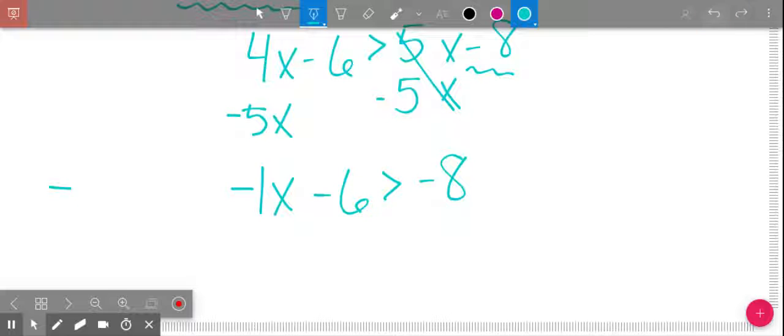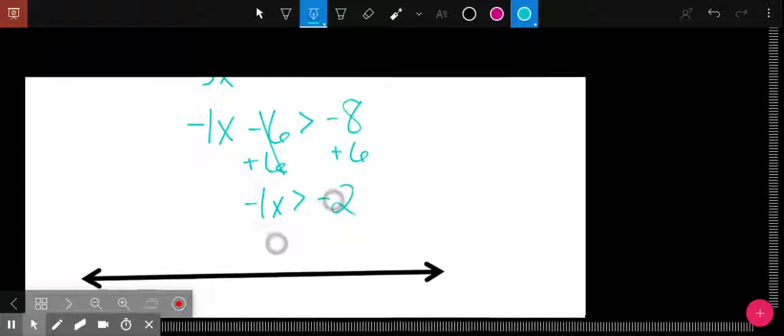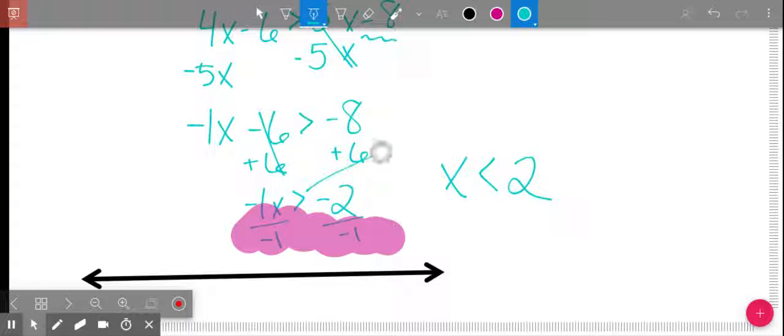From there, I'm going to add the 6 to both sides. The 6's cancel out, which is good. So then I have -1x is greater than -8 plus 6 gives me a -2. The last step is I need to get rid of that -1. Now, whenever I'm dividing by a negative number, remember this is where our golden rule of inequalities comes into play. So whenever that happens, now I have x is less than -2 divided by -1 gives me a +2. So notice how my inequality flipped when I divided by that negative number.